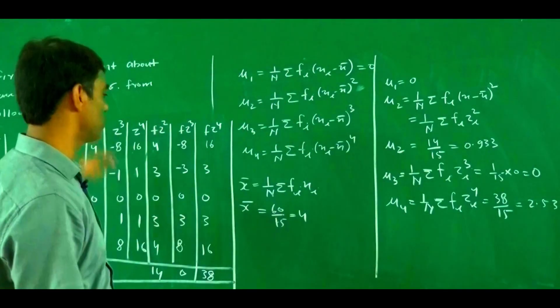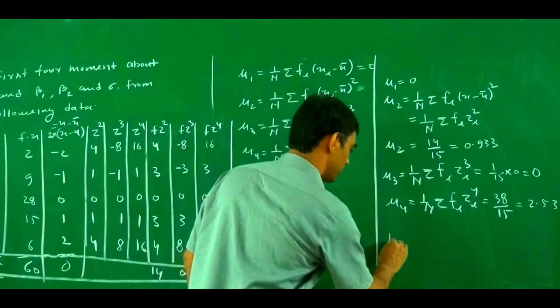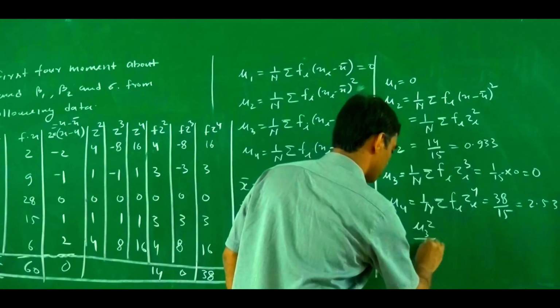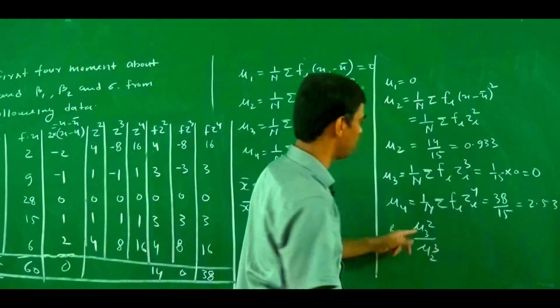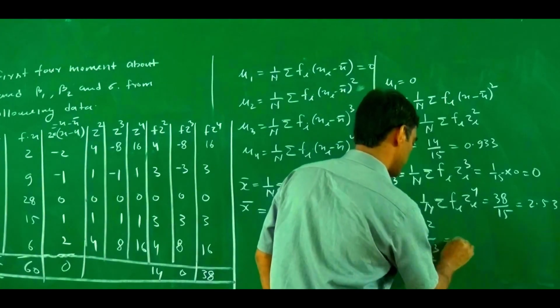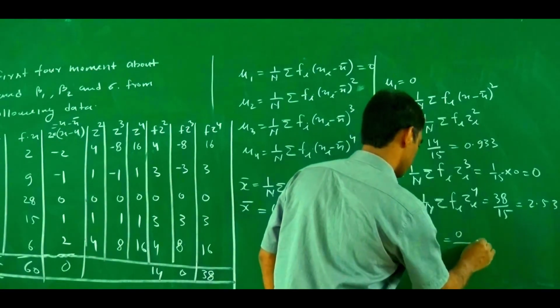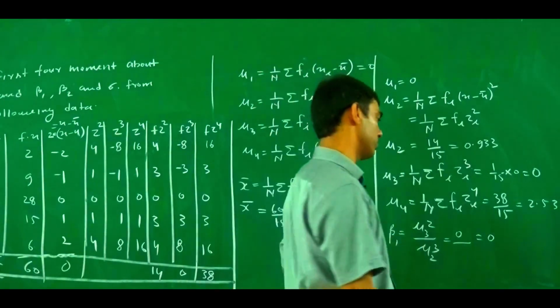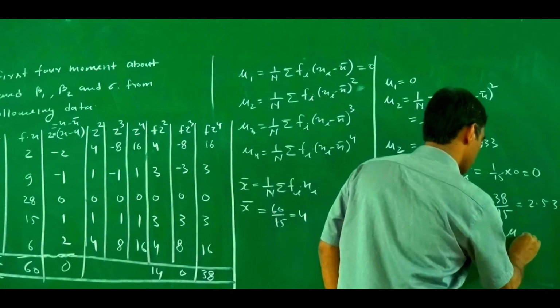So if we talk about beta 1, what is the value for beta 1? Beta 1 equal mu3 square upon mu2 cube. What is the value for mu3? Mu3 equals 0. So what is the value for beta 1? Beta 1 is 0 upon whatever the value, so beta 1 becomes 0, because the value for mu3 equals 0.